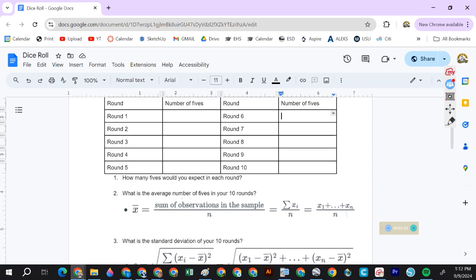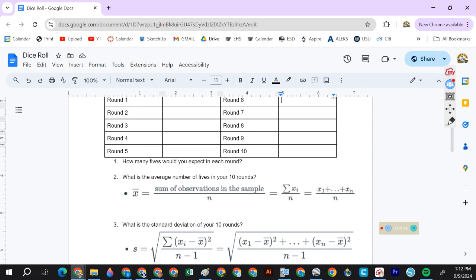Okay, welcome back. So question number 1, how many 5s would you expect in each round? 5. So we suspect that there will be 5 5s because if the dice are fair, then 1 in 6 rolls should be a 5. So if we do 30 rolls, 1/6 of 30 is 5.